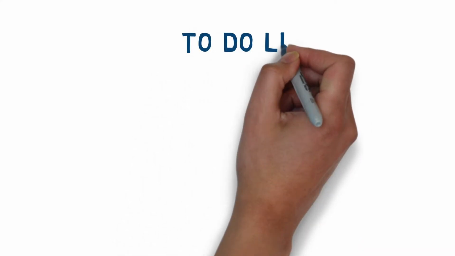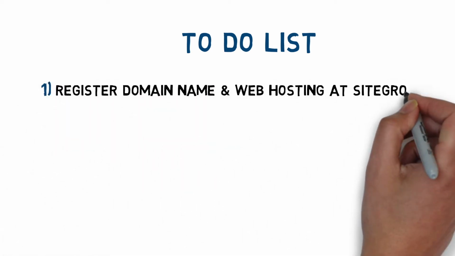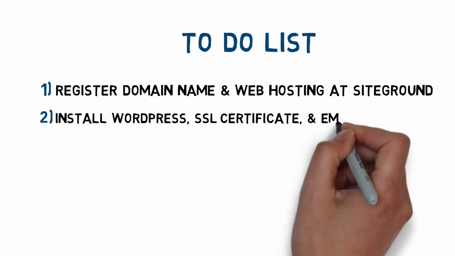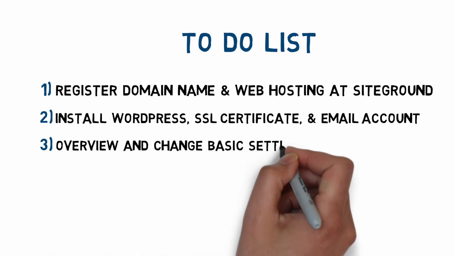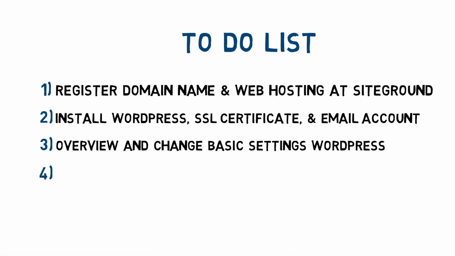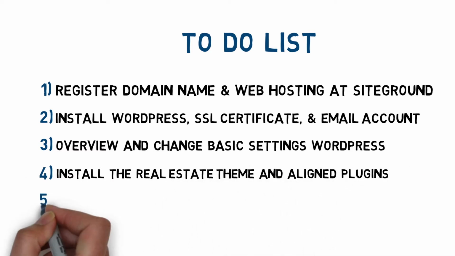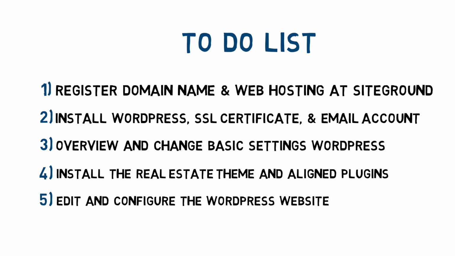Let me give you an overview of what we are going to cover in this video. First off, we need to register a domain name and hosting at Siteground. Second, install WordPress, SSL certificate and email account. Thirdly, I will go through the basic settings of WordPress. Fourthly, install the real estate theme and align plugins. And at last, I'll show you how to edit and configure the WordPress website.